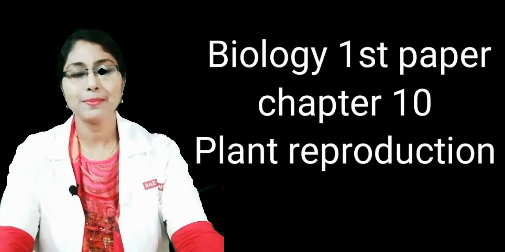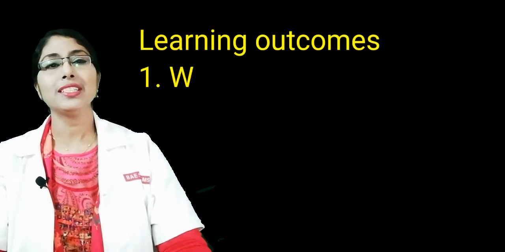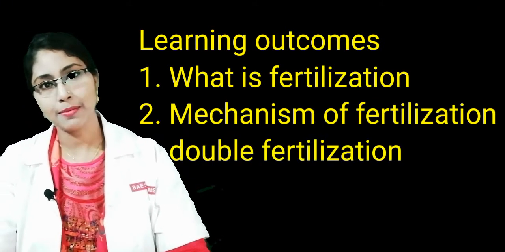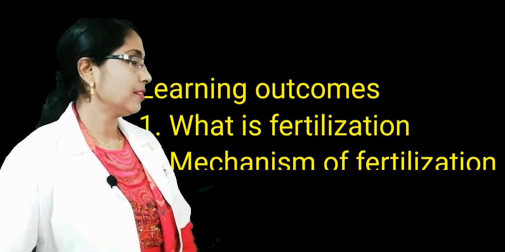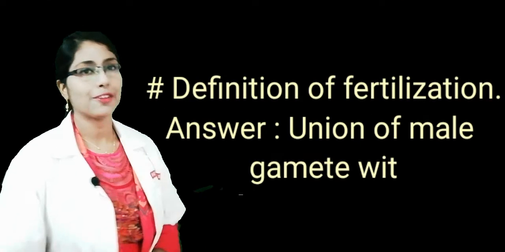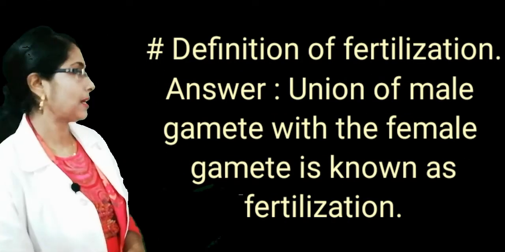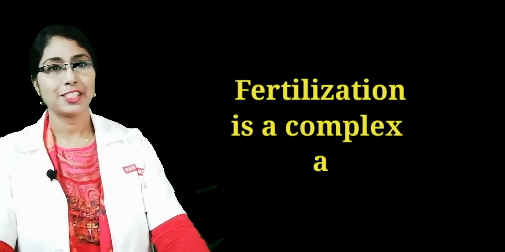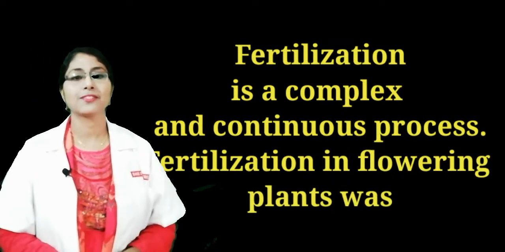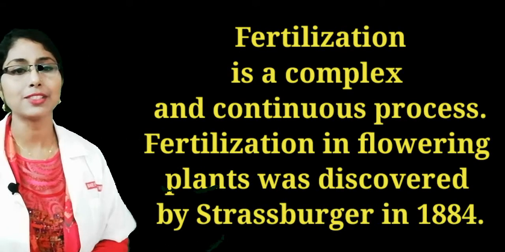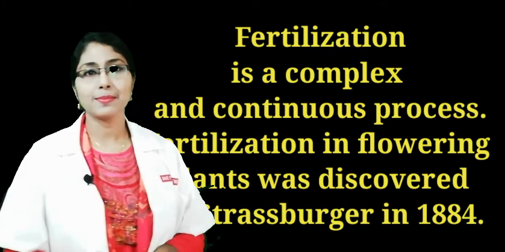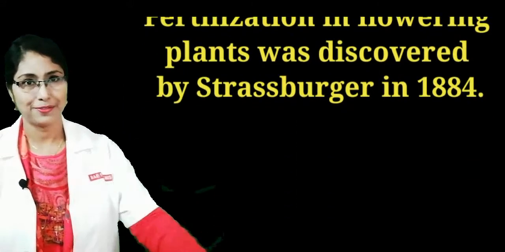From Biology First Paper, Chapter 10, Plant Reproduction, our today's topic is what is fertilization, mechanism of fertilization, and double fertilization. Definition of fertilization: the union of male gamete with the female gamete is known as fertilization. Fertilization is a complex and continuous process. Fertilization in flowering plants was discovered by Strasburger in 1884.